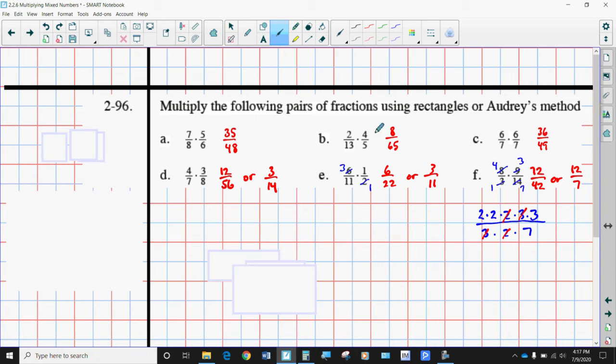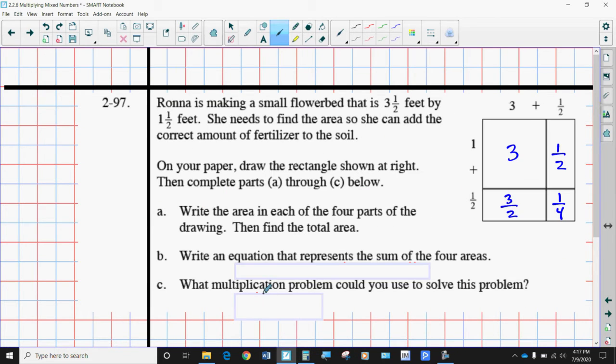All right, so I'm hoping that you got everything correct and you're ready to move on to the next phase. The next phase involves mixed numbers. Rana is making a small flower bed that is 3.5 feet by 1.5 feet. She needs to find the area so she can add the correct amount of fertilizer to the soil. On your paper, please draw this out.